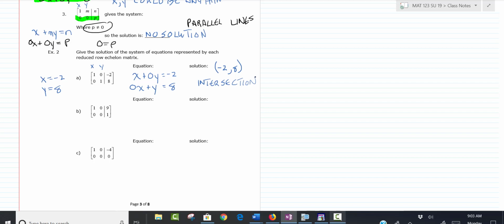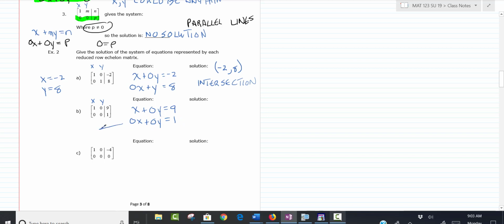Okay, so next one goes like this. Again, let's do x and y. So the first row would be 1x plus 0y equals 9. The second row would be 0x plus 0y equals 1. Okay, well, on this one, think about this equation right here.